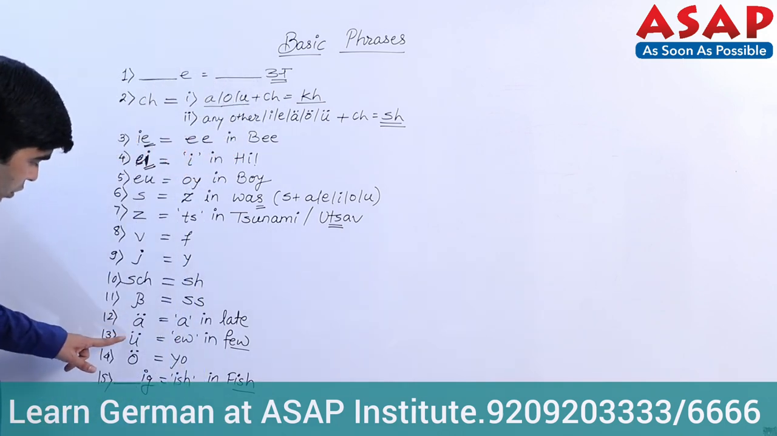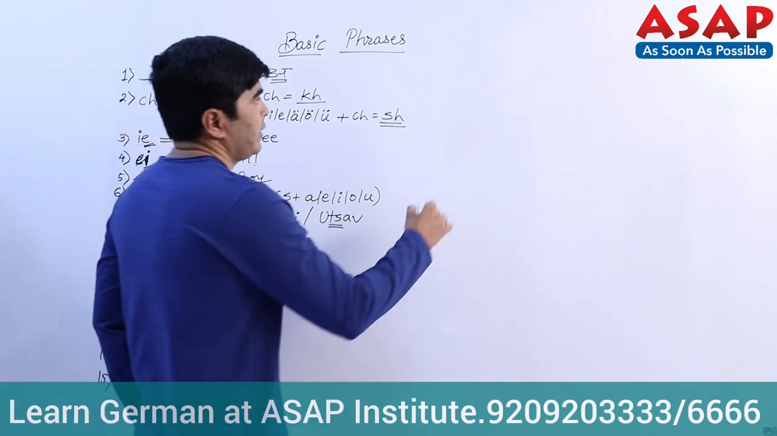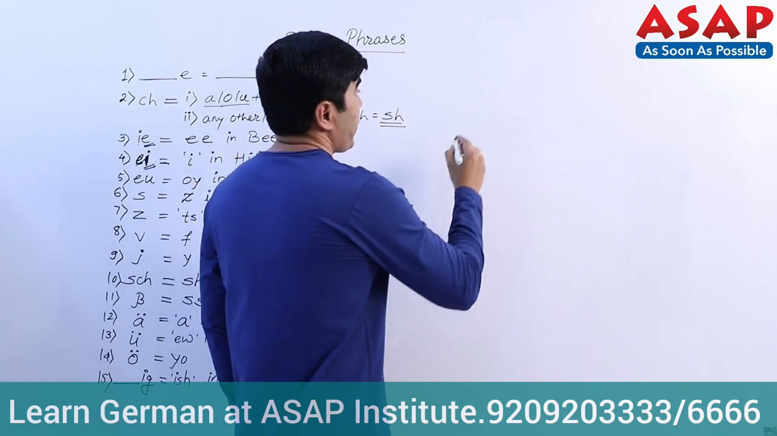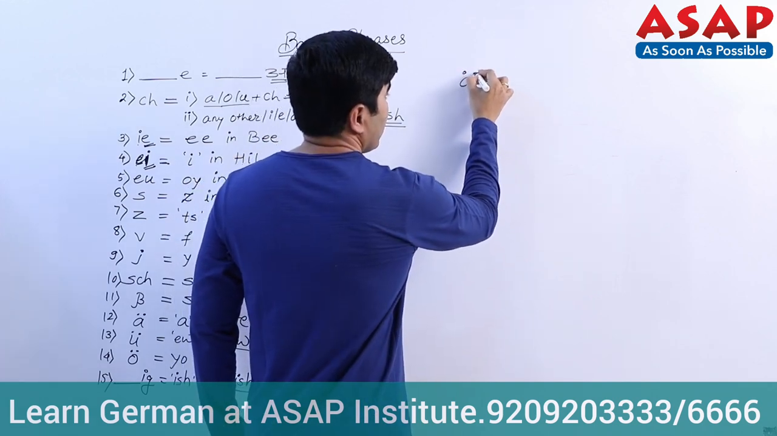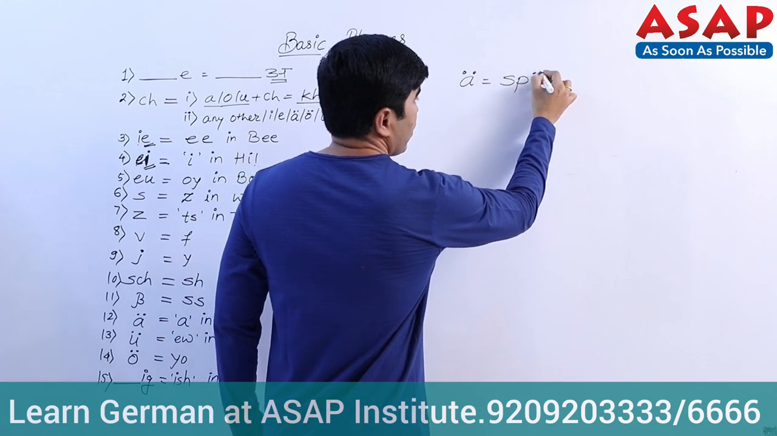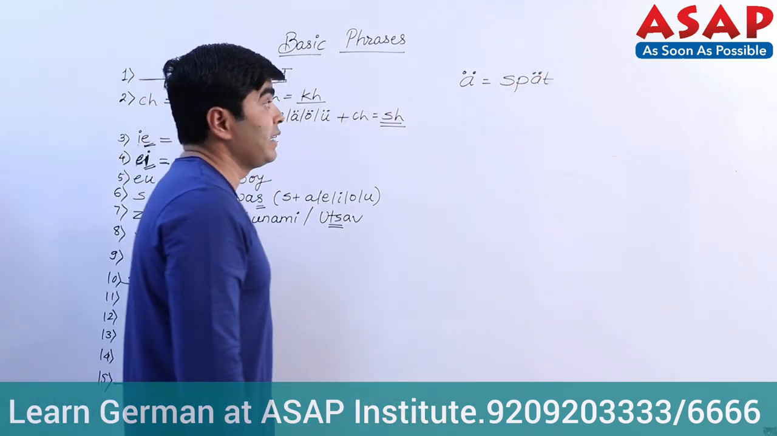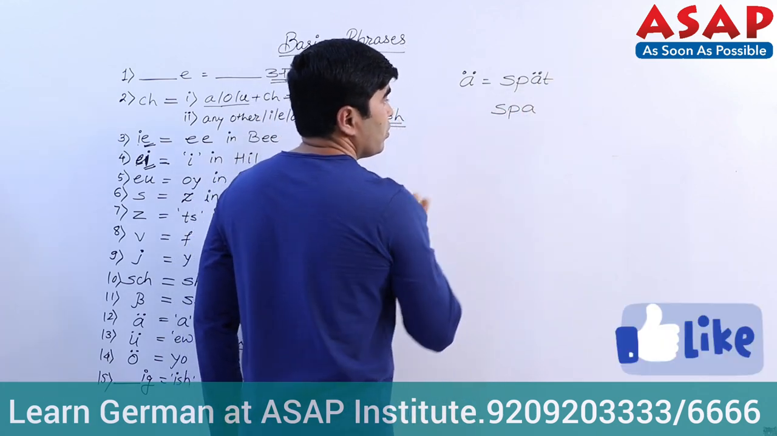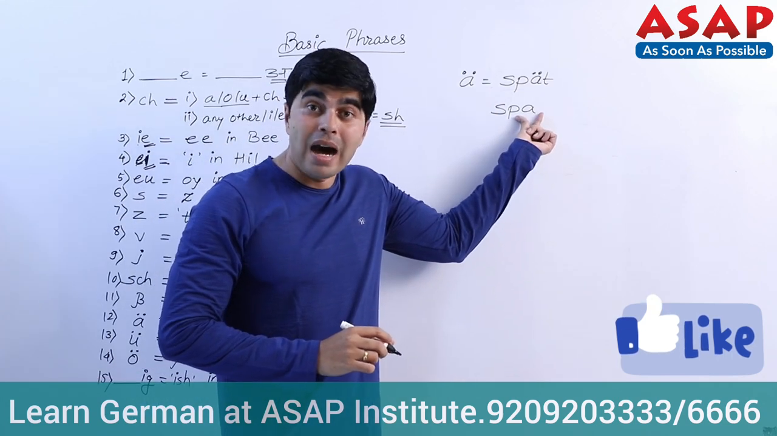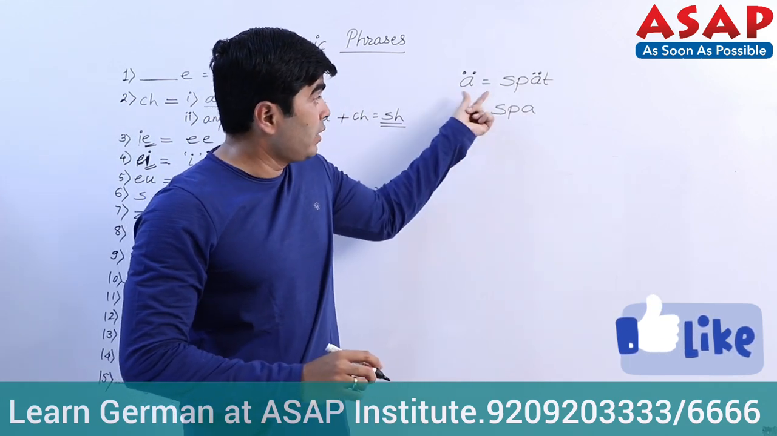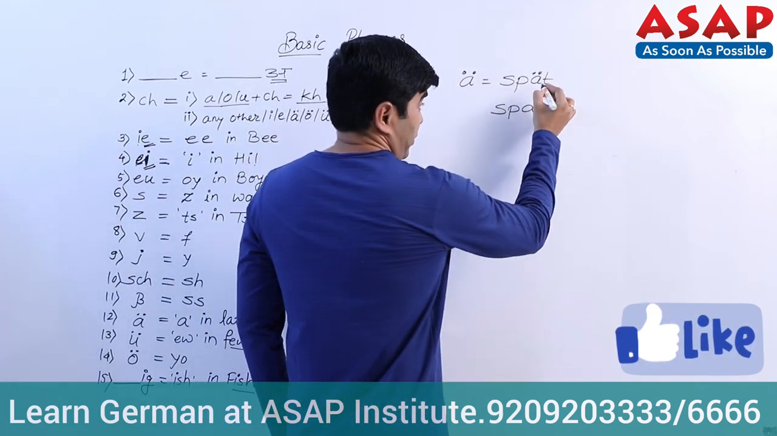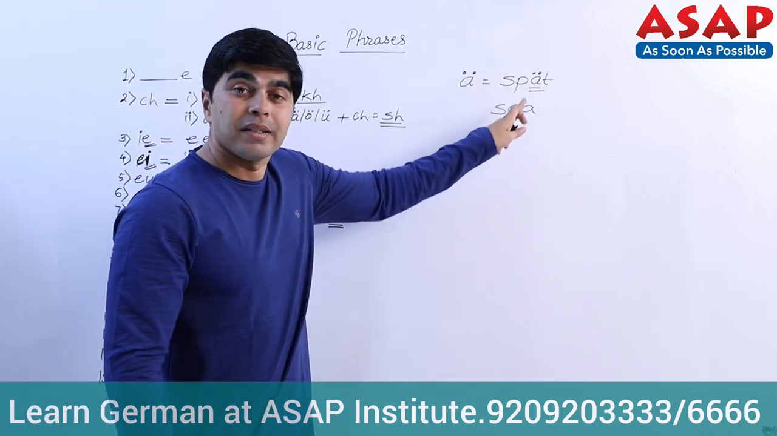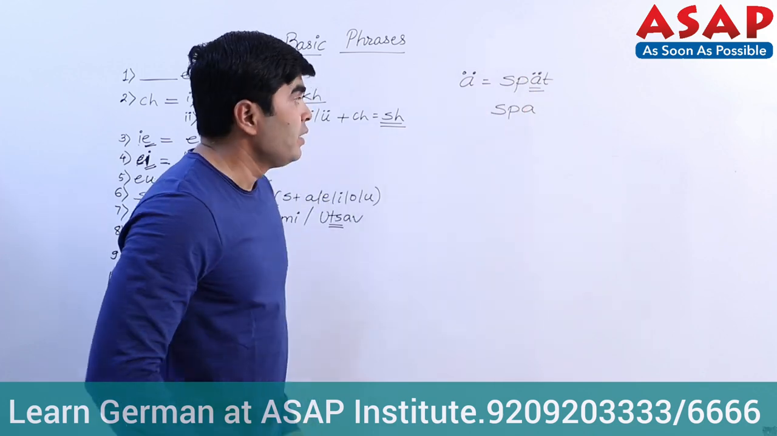Then next, A umlaut, U umlaut, and O umlaut. Let's take the example of A umlaut. Spät. Normally without umlaut, A will be pronounced as in spa, the A sound. But if you put an umlaut there, then it is like this, spät, the actual English E sound, you can say. So spa and spät.